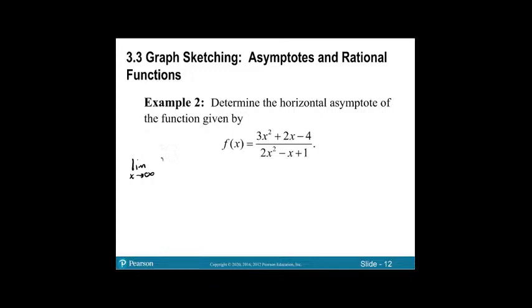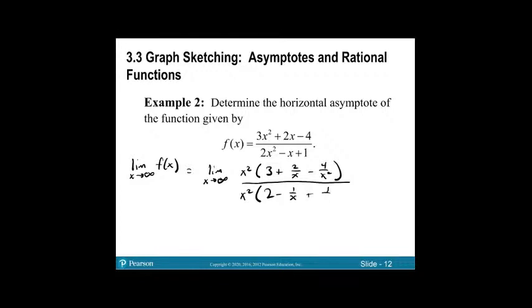So first we're going to manipulate the function. We're going to consider the limit as x goes to infinity. Now if we factor out x squared, we can transform the function into the following. x squared times 3 plus 2 over x minus 4 over x squared, divided by x squared times 2 minus 1 over x plus 1 over x squared, right? Notice here our x squareds cancel, okay?